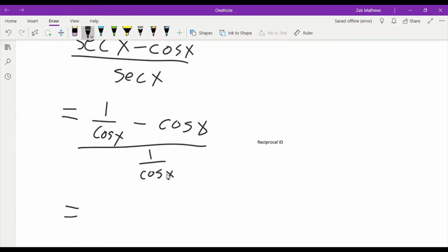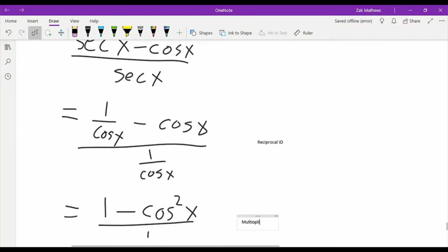So 1 over cosine times cosine is 1. Cosine times cosine is cosine squared. And then 1 over cosine times cosine is, again, just 1. And so here we multiplied top and bottom by cosine x.